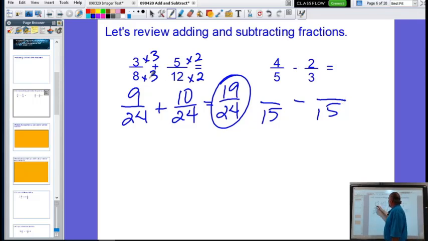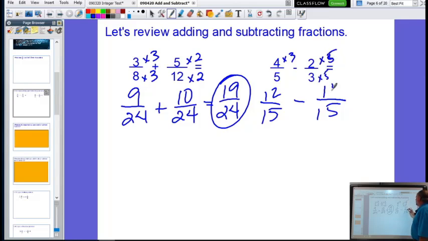So one way to find a common denominator is to always just multiply them together. And you could have done that with the 12 and the 8 and got 96 as your common denominator. But the larger the denominator, the more simplifying you have to do at the end. So the easiest is to find the least common denominator. So how did I go from 5 to 15? By 3. So I do 4 times 3 to get 12. How did I go from 3 to 15? By 5. So I multiply the 2 by 5 as well and get 10.